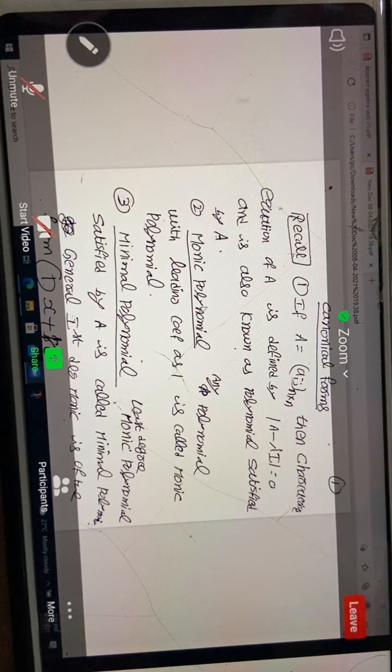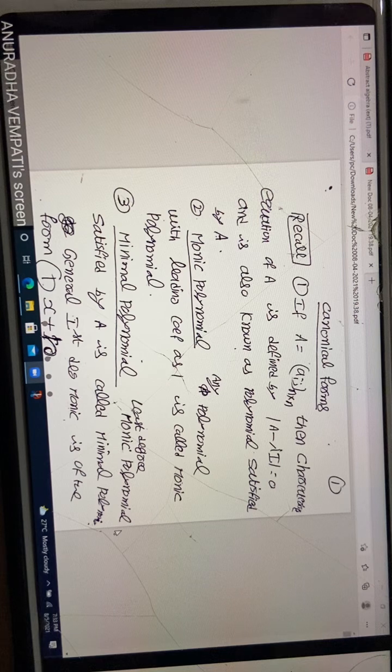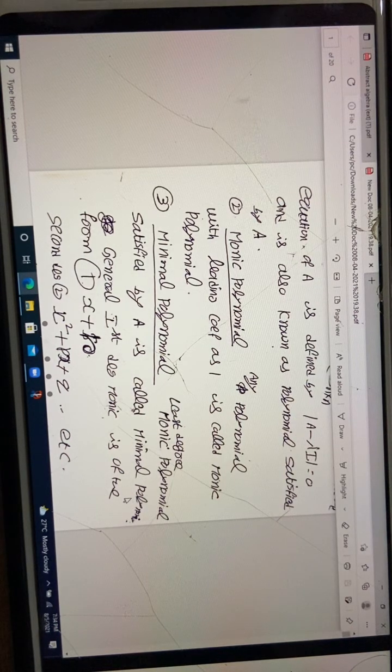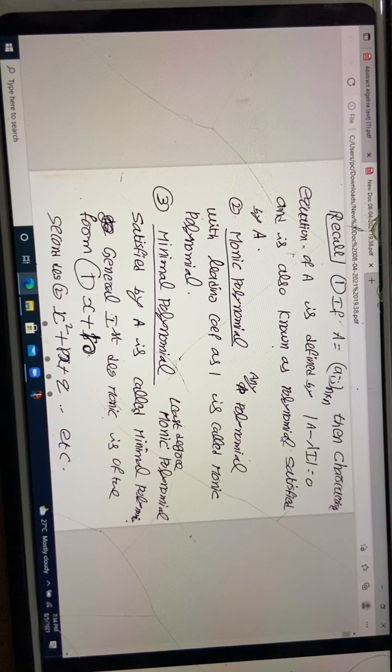So here, what is the minimal polynomial? The least degree monic polynomial satisfied by A is called the minimal polynomial. In general, the degree of the minimal polynomial will be less than or equal to the degree of the characteristic polynomial, maybe equal or less. Now, what is the first degree monic minimal polynomial? It will be in the form x plus r. Why? Because it should be monic, meaning the leading coefficient should be 1. What is r? A constant which you have to find.